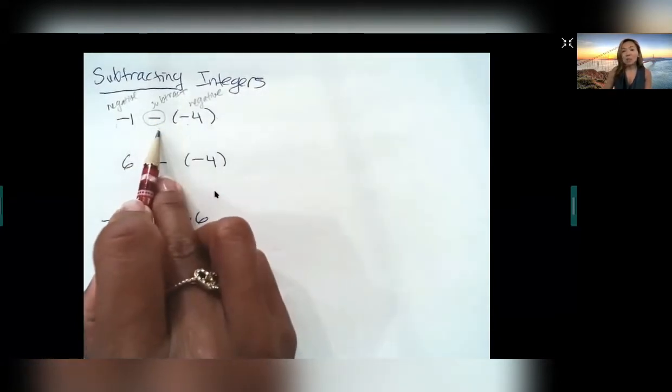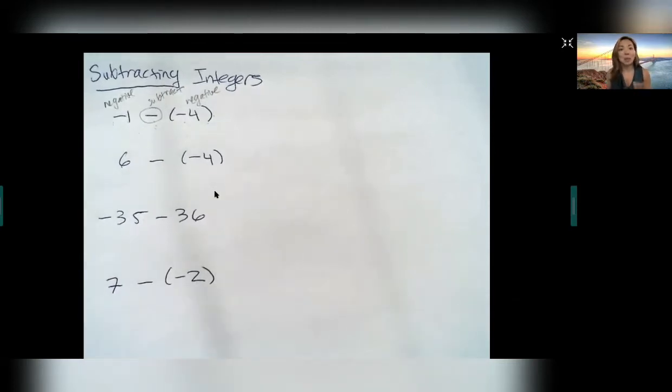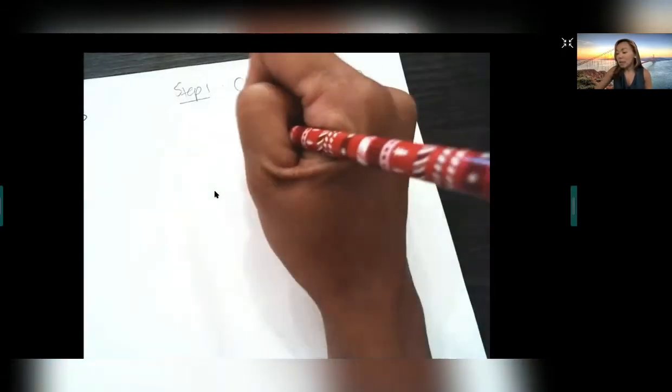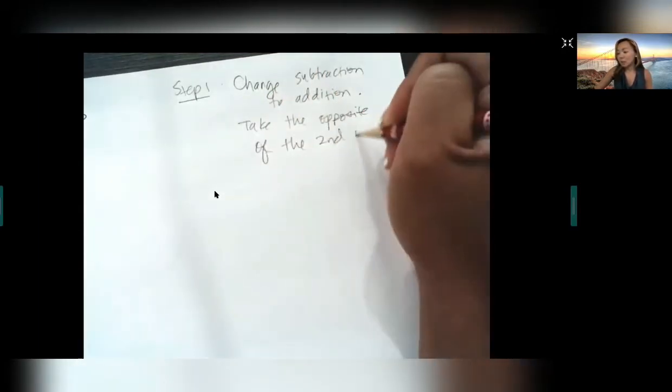The first thing you want to do in any subtraction problem is change it to addition. Subtraction and addition are related to each other, like brothers and sisters in a way. So step 1 is to change subtraction to addition. And how you change a subtraction to addition is that you take the opposite of the second number. What do I mean by this? Take the opposite of the second number.